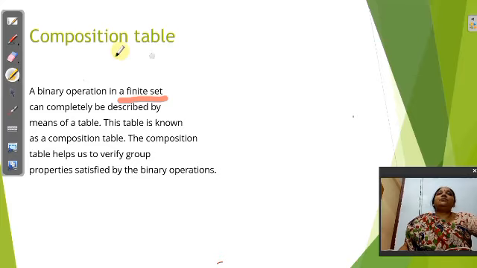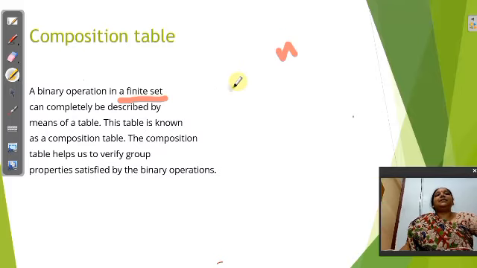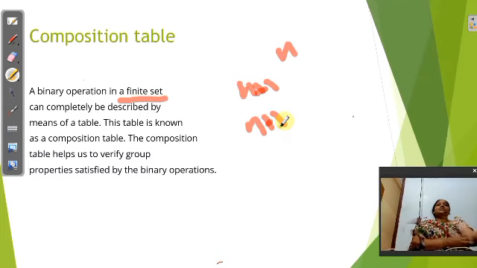So how do we check? We will discuss how many rows and columns we have to take. If we have n elements in the set, then we have to take n plus 1 rows and n plus 1 columns. We form a table, take the binary operation in it, and fill the table. By filling it, we check whether the group conditions are satisfied.